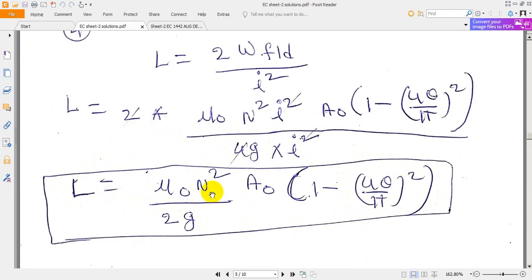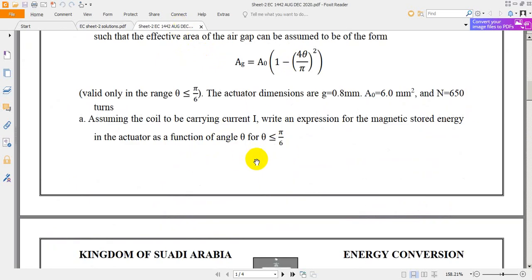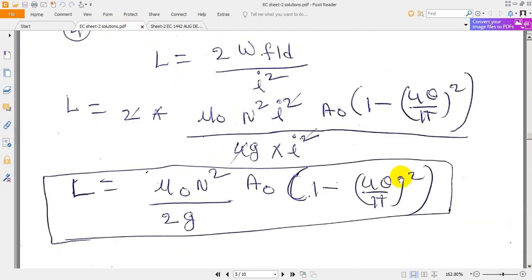The same problem can be extended by giving the values of theta. Say the theta value is 20 degrees. If we are considering theta equal to 20, then we need to substitute theta in radians. The g value will be given, cross-sectional area will be given, number of turns will be given, and we need to calculate the inductance.